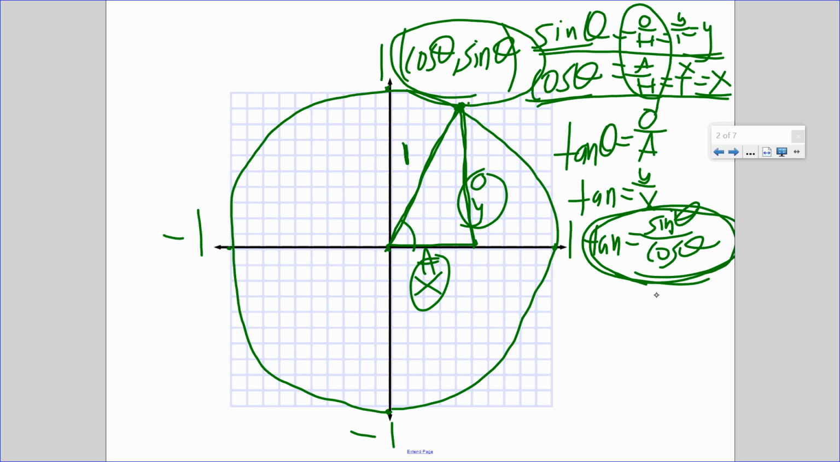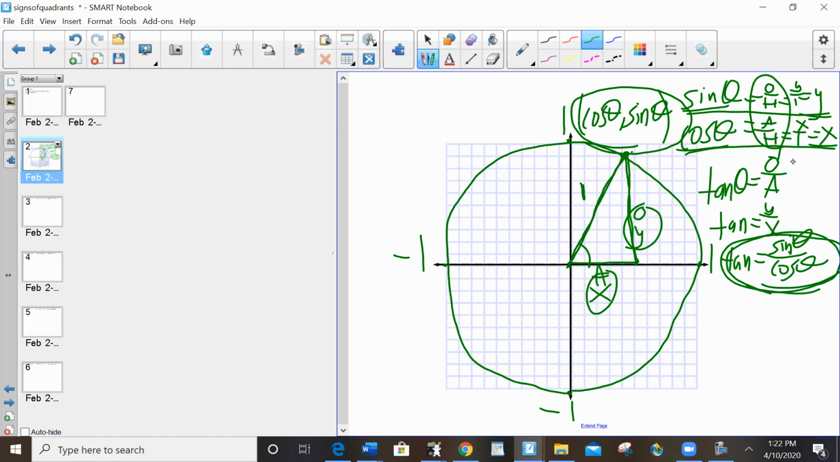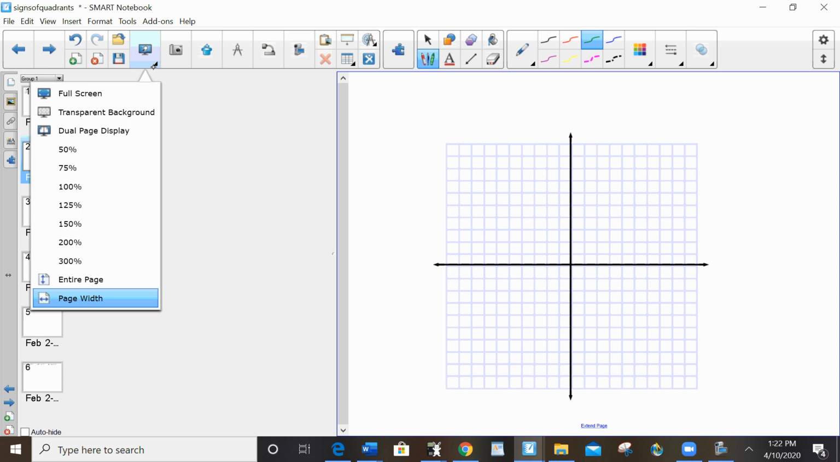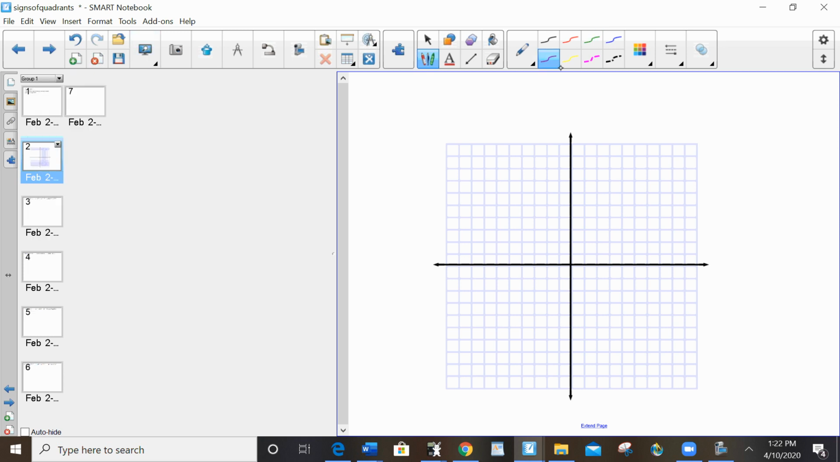So I'm going to clean this whole thing up right now. Actually, let's do it this way. And then we're going to talk about the signs of the quadrants. We're doing a lot of talking right now, and then we're going to do some doing after that. But I want you to understand where all this stuff's coming from. Let's go purple now.